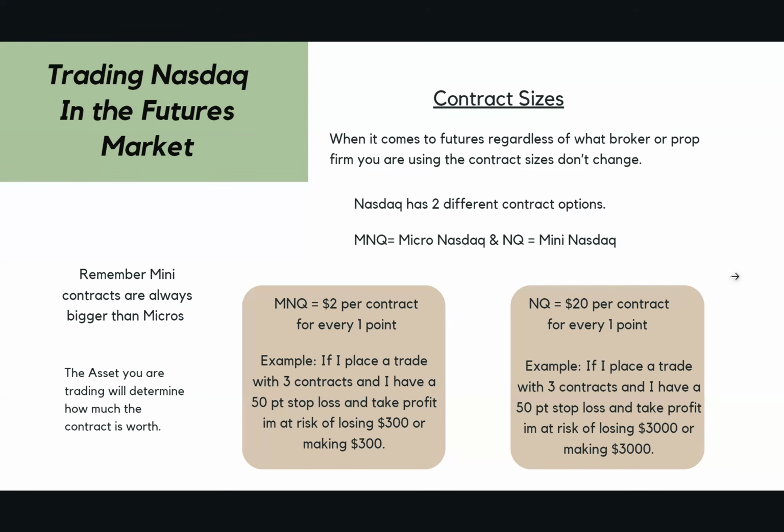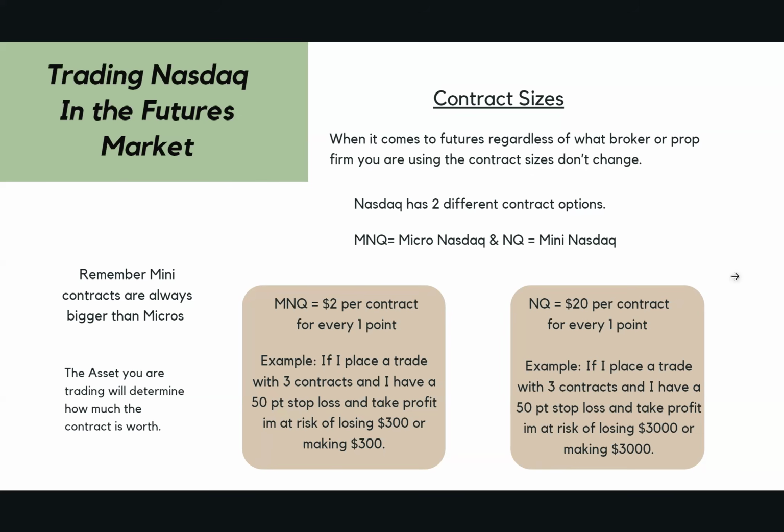NASDAQ has two different contract options. It has the MNQ, which is micro NASDAQ, and NQ, which is the mini NASDAQ. Remember, mini contracts are always bigger than micros. The asset you are trading will determine how much the contract is worth. So these contracts are only for NASDAQ.